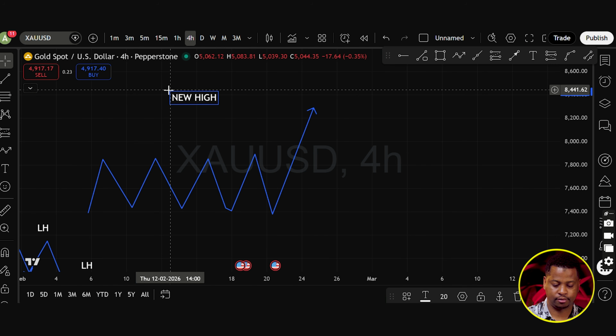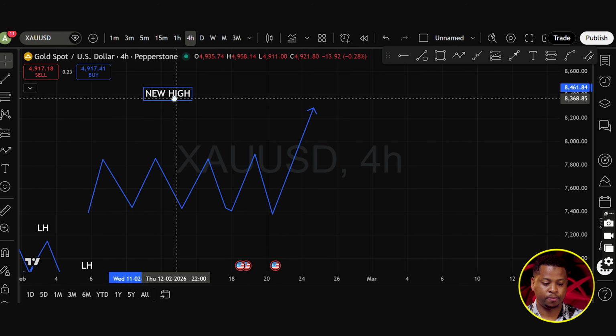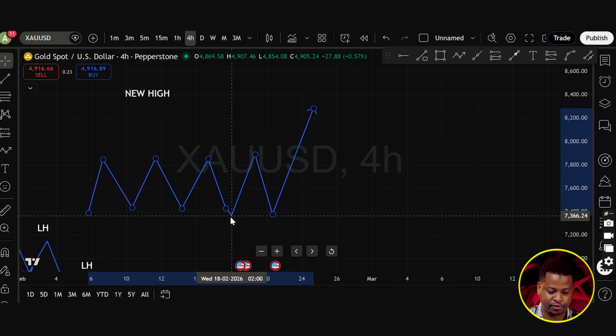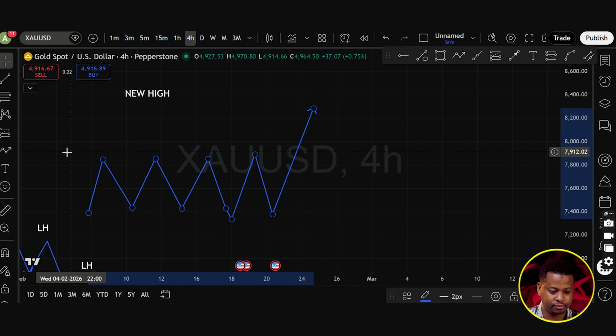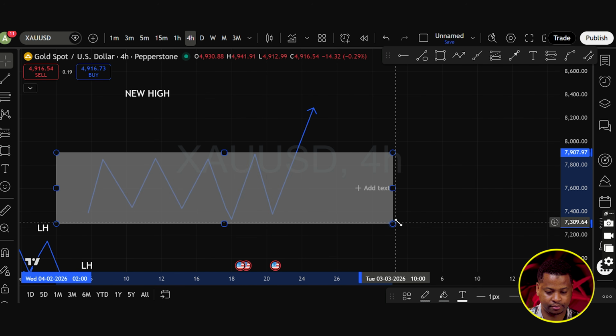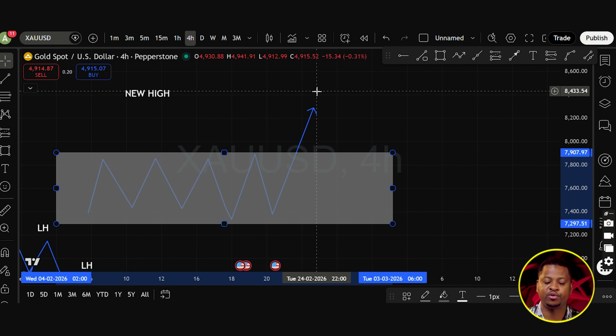New high. So we assume that now we are getting into an uptrend. The market will give us what we call a new high. The market was ranging right here, and then it gave us a new high.